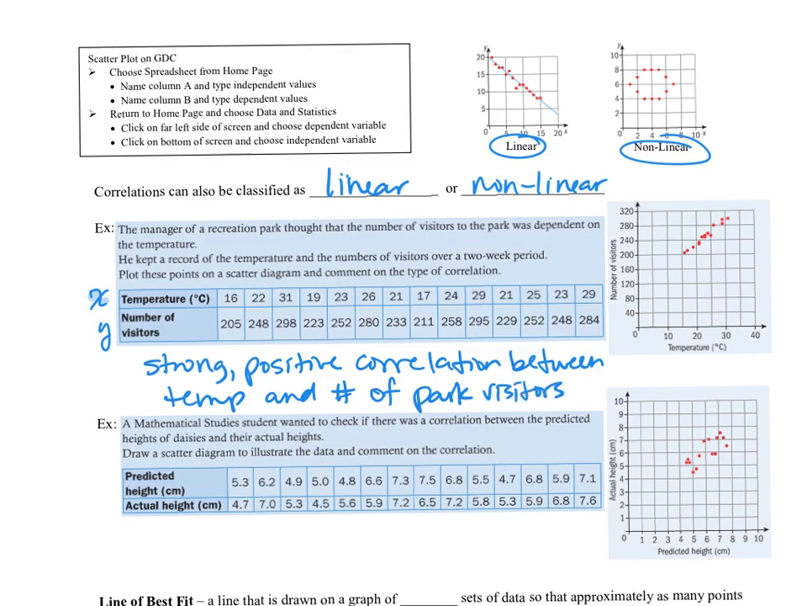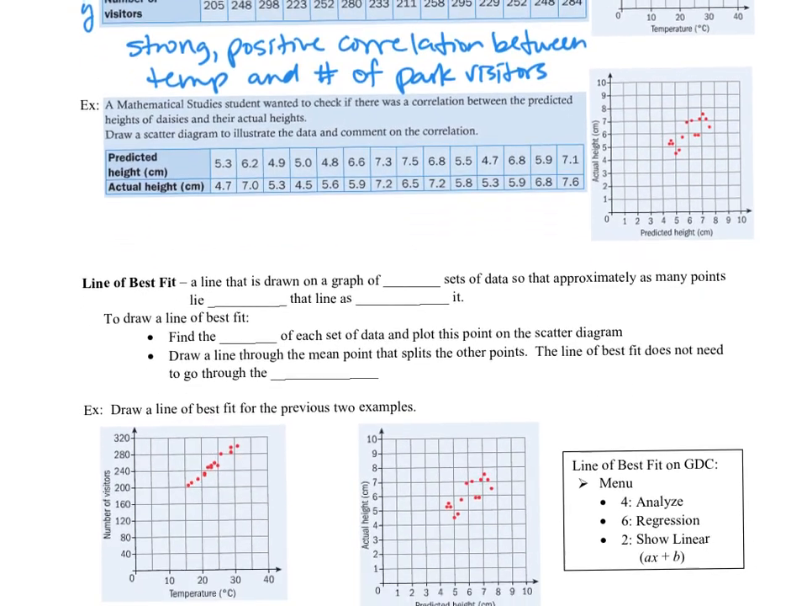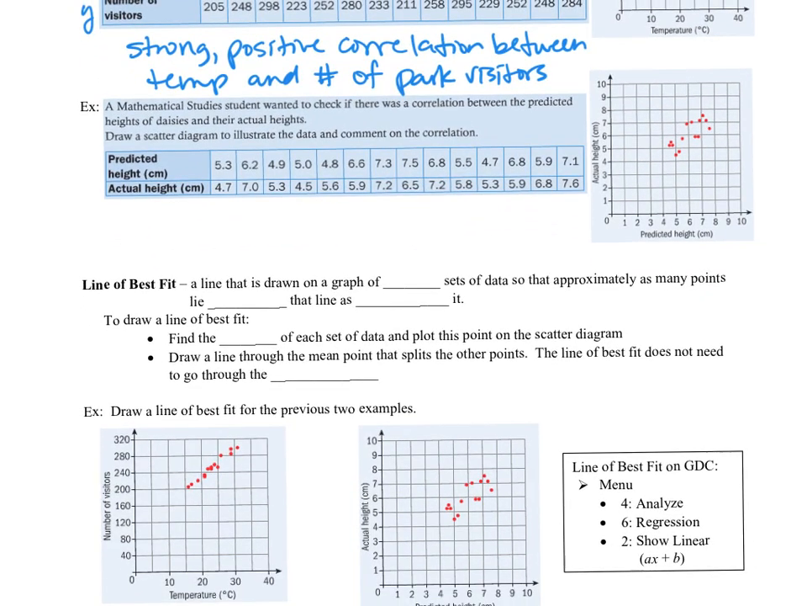Okay, how about this next example? A mathematical studies student, maybe for his or her IA, wanted to check if there was a correlation between the predicted heights of daisies and their actual heights. The student graphed these two sets of data with respect to each other, where the predicted data was the independent variable and the actual height is the dependent variable.